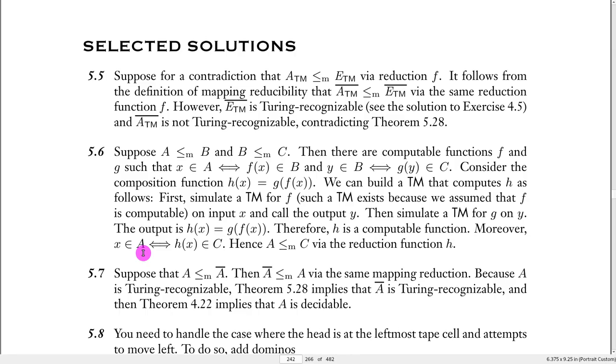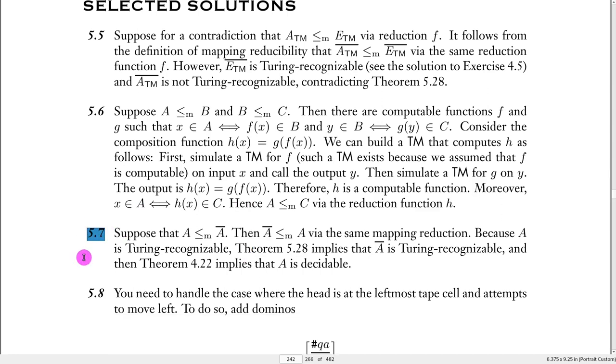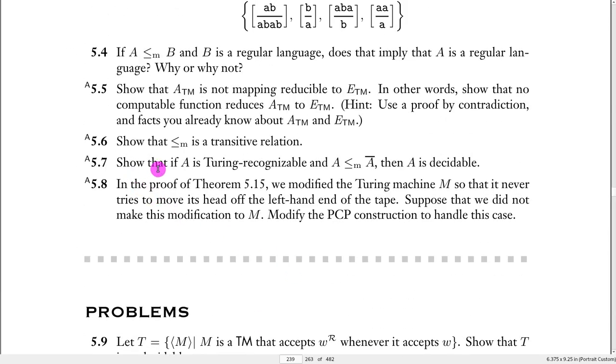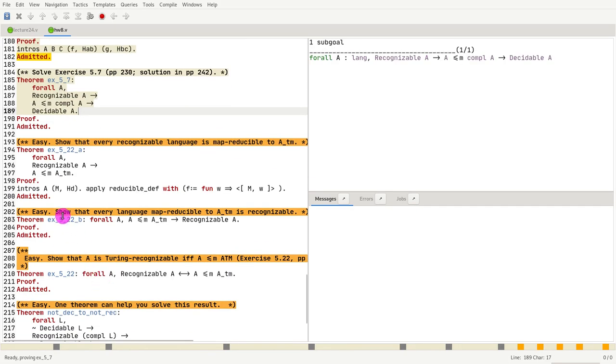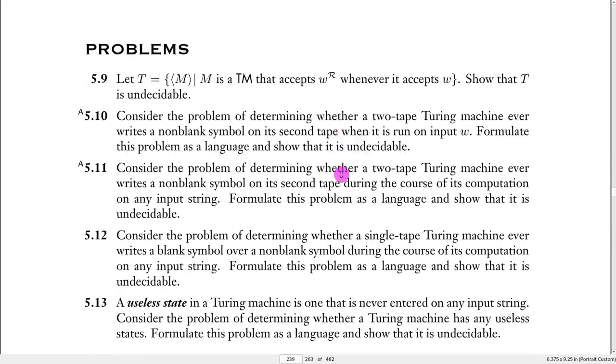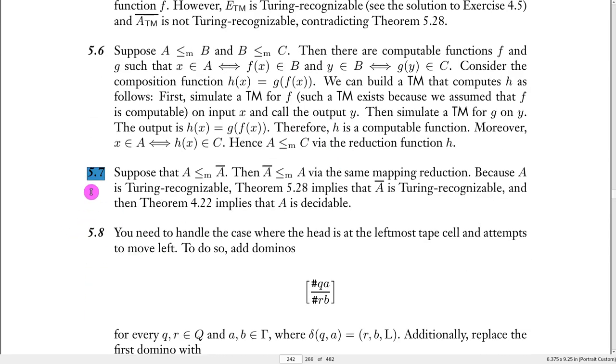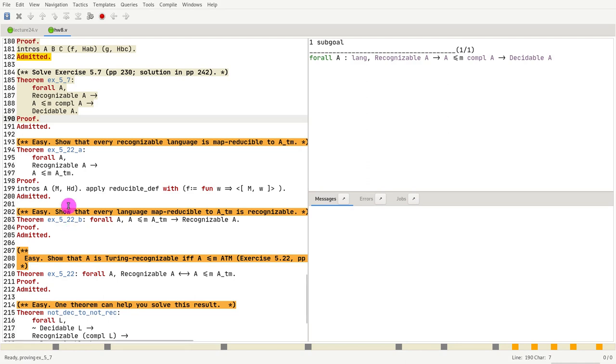Okay, so the next one you're expected to do is exercise 5.7, where, assuming A is recognizable, this is already the proof. Let's go back. If A is Turing recognizable, so if A is recognizable and A map reduces to the complement of A, then A is decidable. That's what you're expected to prove. So that's exactly what you have here. How do you solve this? Go to page 242. Highlighted in blue is the solution. And basically you can use this theorem, the solution, to guide you to write the solution of this exercise.